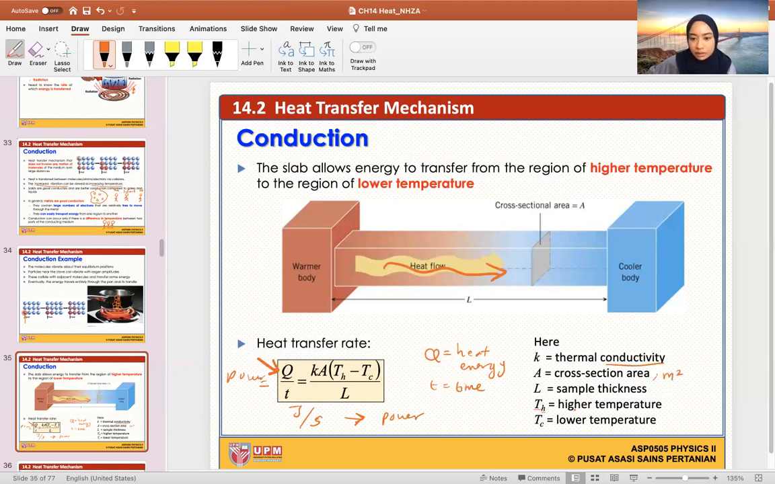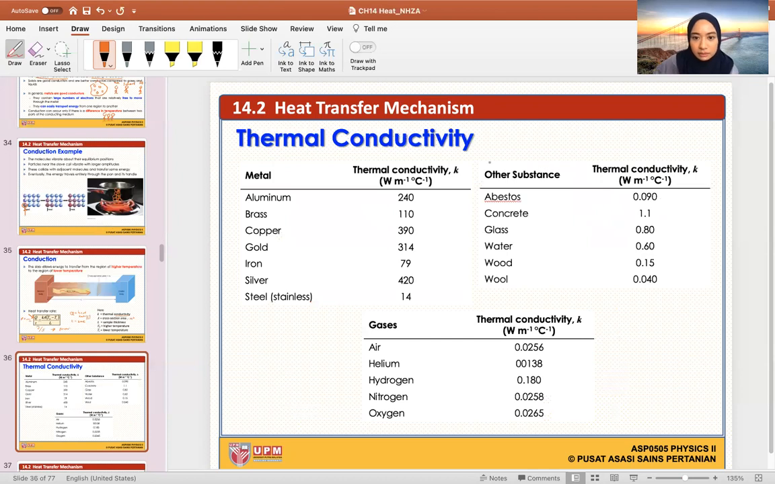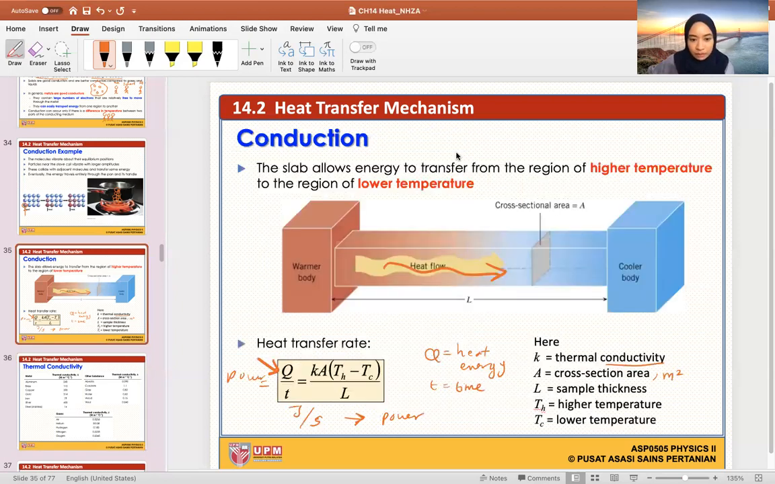What is your K in? Think again. K is in watt, joules per second, over meter per Celsius. If your K is in watt over meter per Celsius, this means that your temperature should be in Celsius, your A should be in meter squared, and your L should also be in meter. Let me write it here, meter. This is in degrees Celsius. This is in degrees Celsius.